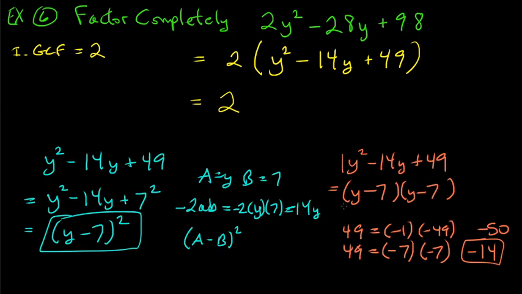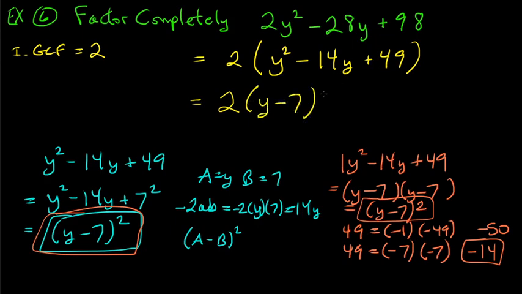But remember, don't leave it like that. If it's the same factor, it just means it's squared. So y minus 7 squared. Right. Same answer we got by using perfect squares. And if you had to use the AC method, that works too. So this trinomial, y squared minus 14y plus 49, factors as y minus 7, the quantity squared. And now we know we're done, right? Because the y minus 7 is itself is prime.